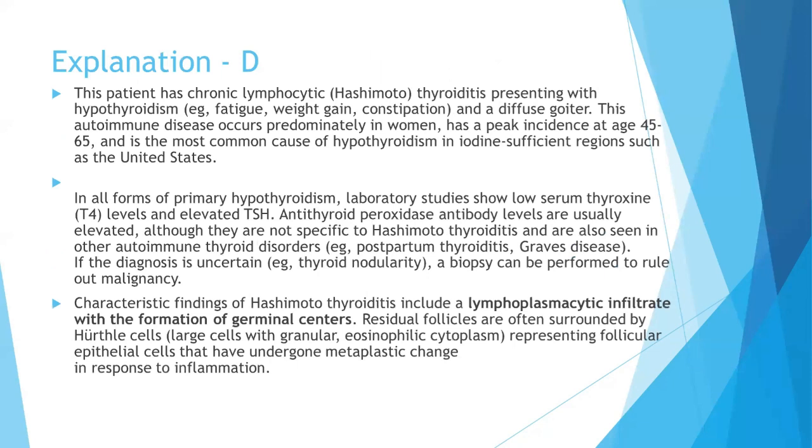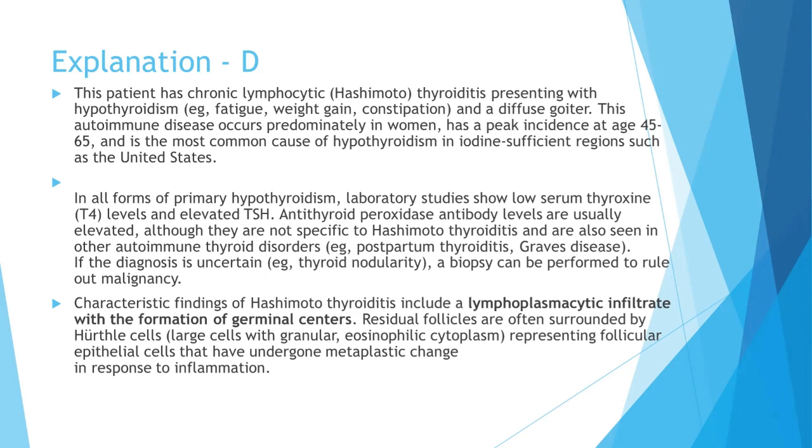So this patient has chronic lymphocytic thyroiditis or Hashimoto's thyroiditis, presenting with hypothyroidism features and a diffuse goiter. Now, this autoimmune disease occurs predominantly in women and has a peak incidence at age 45 to 65 and is the most common cause of hypothyroidism in iodine sufficient regions such as the United States.